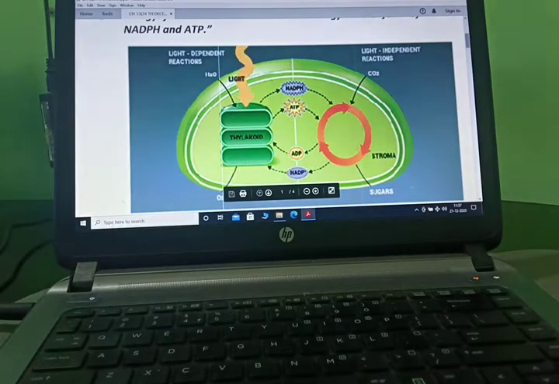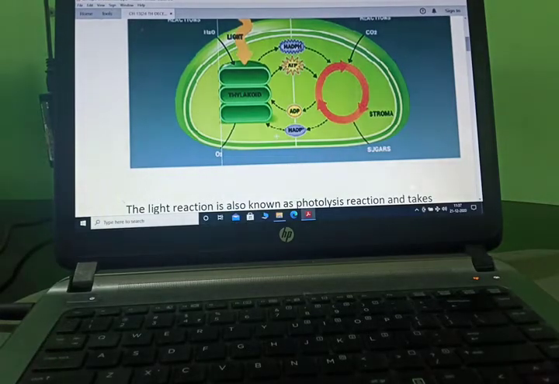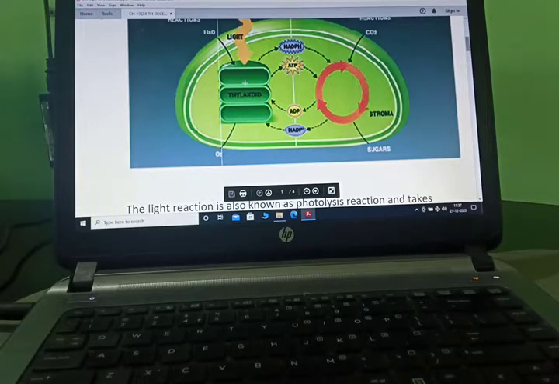as we know, this is the chloroplast, the thylakoid membrane, here the light reaction, here the light independent reactions, here the stroma. This is NADPH, ATP, and then ATP comes from ADP and NADPH comes from NADP. As you can see, this is the light reaction which is taking place in the chloroplast. Here, intake of water, and release of oxygen.